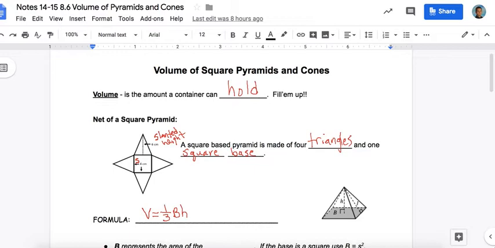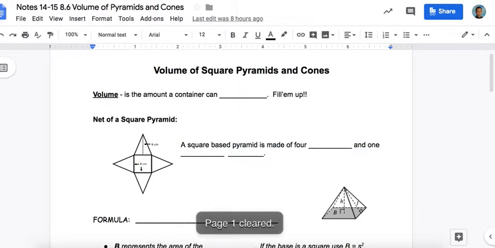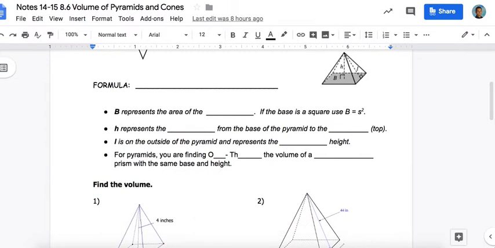So let's look down below here, and we're going to name the different parts. So the B represents the area of the base. If the base is a square, use capital B equals S squared. So that picture above, the base was 4, so we would have to do 4 squared, or 4 times 4, to get the base. So that base up above of that net would have been 16. Okay, so they won't typically tell you what the base is in the picture. You're going to have to find the base by calculating the area of the square.